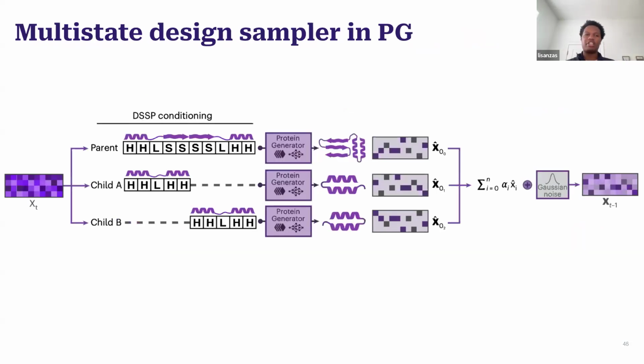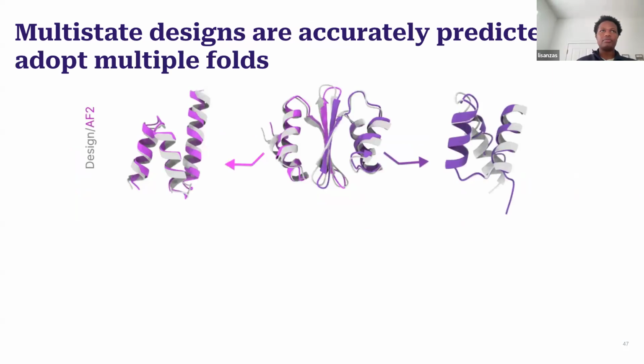With this DSSP conditioning, we give all of this to the model, and then the model outputs both the sequence and structures corresponding to all of this. We take the outputted denoised sequences, average them, add Gaussian noise, and then take this x_{t-1} and give it back. Through this iterative formulation, we're able to get a sequence that adopts all three distinct structural states. And here are AF2 predictions of such a family of designs.